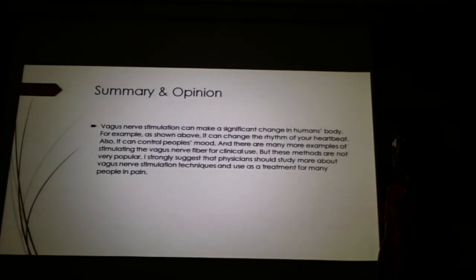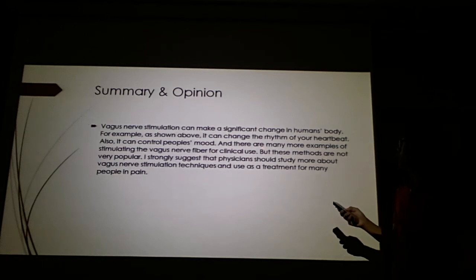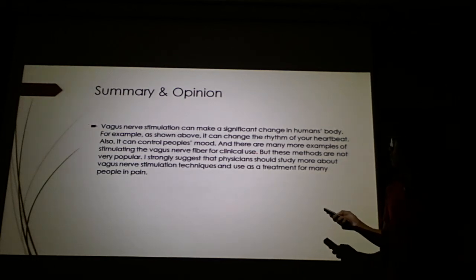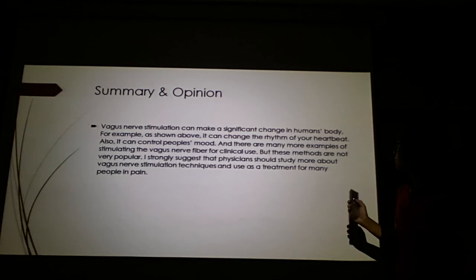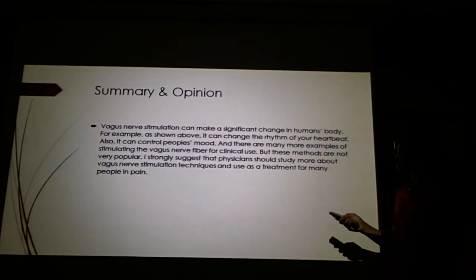Summary and opinion. Vagus nerve stimulation can make a significant change in humans' bodies. For example, as shown above, it can change the rhythm of your heartbeat. Also, it can control people's mood. And there are many more examples of stimulating the vagus nerve fiber for clinical use. But these methods are not very popular. That's the problem. I strongly suggest that physicians should study more about vagus nerve stimulation techniques and use it as a treatment for many people who are in pain.